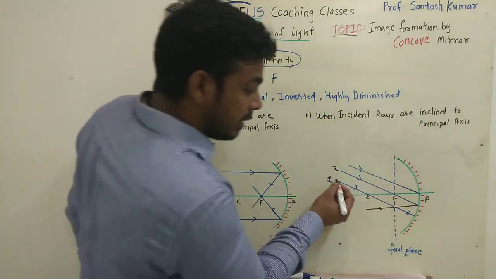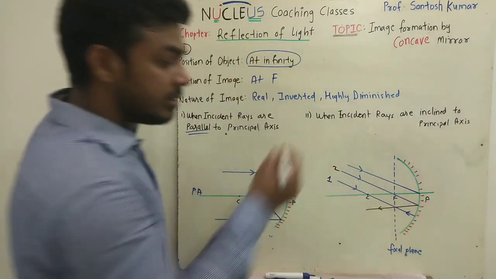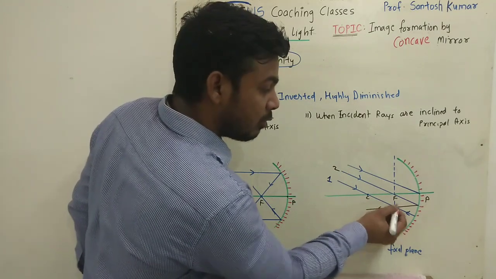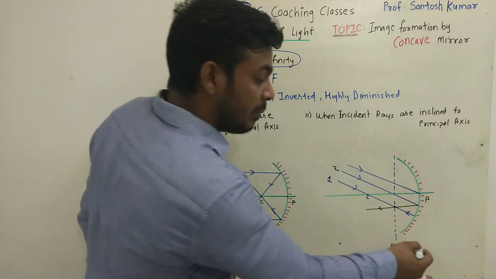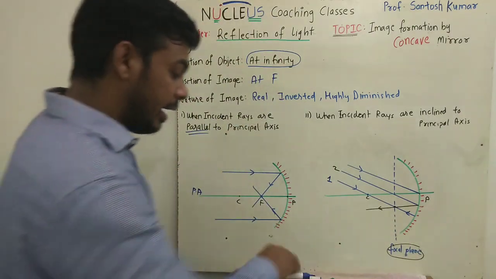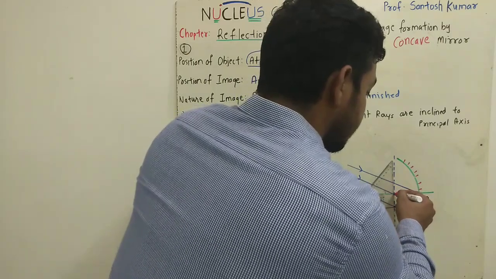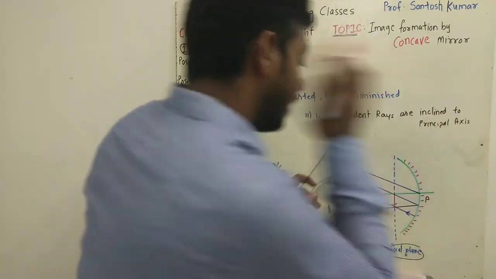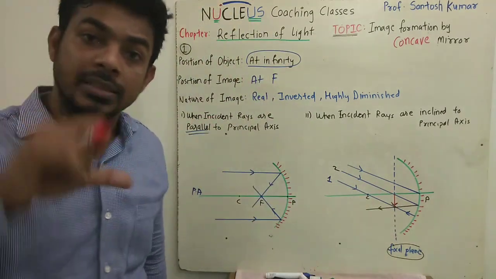Then definitely this is the incident ray, this is the reflected ray, this is the incident ray, this is the reflected ray. So that means we have already obtained the location of image. That means where is the image formed? At the focal plane. And remember, this will be the image. This will be the image, and you can see the arrow is downward, that means image is inverted.